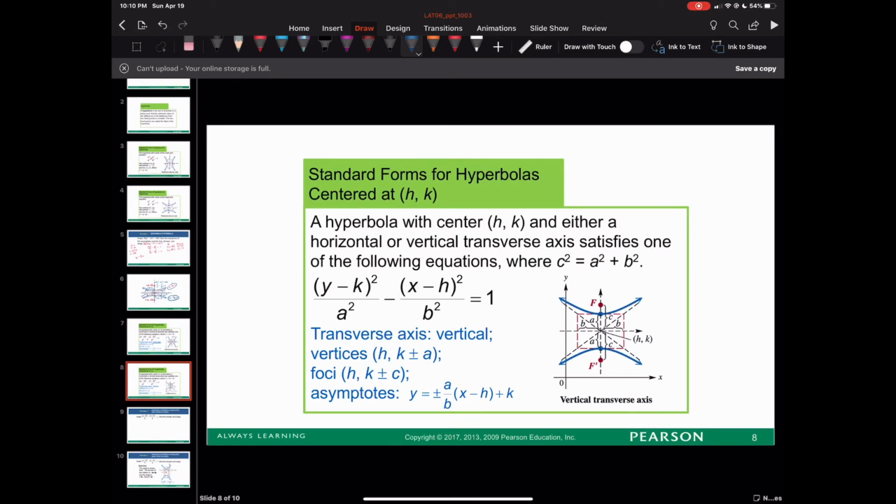This is going to be (y minus k) squared over a squared, minus (x minus h) squared over b squared is equal to 1. We see that this is the vertical transverse axis. Then for the vertices, we keep h, and we have k plus or minus a. For the foci, we keep h, and we have k plus or minus c. Then the asymptote is y is equal to plus or minus a over b times (x minus h) plus k.